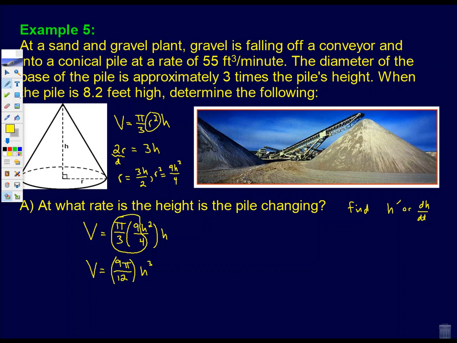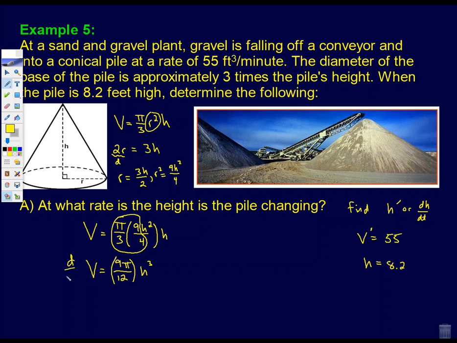So the importance of this is that my volume is entirely expressed in terms of h, and in my related rate problem, I'm given the rate of change of the volume because the conveyor shoots off 55 cubic feet of gravel per minute. And we're studying this at the instant that the pile is 8.2 feet high. So all I'm going to need is information about the volume and the height. And that's why this is an important way of writing the equation now, because it only involves the height and the volume. So now it's time to apply our differentiation rule.